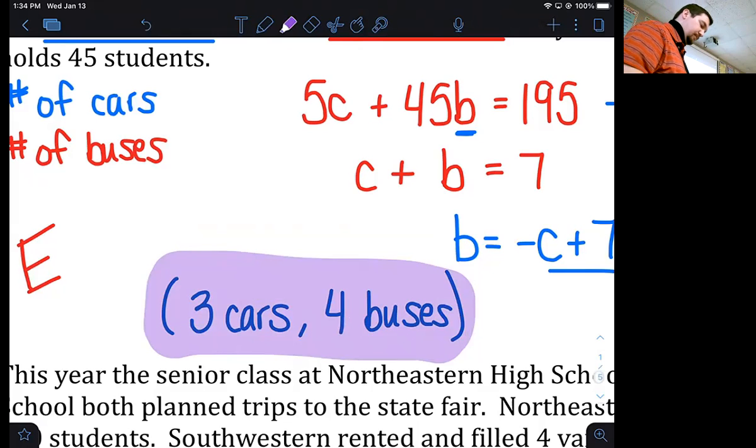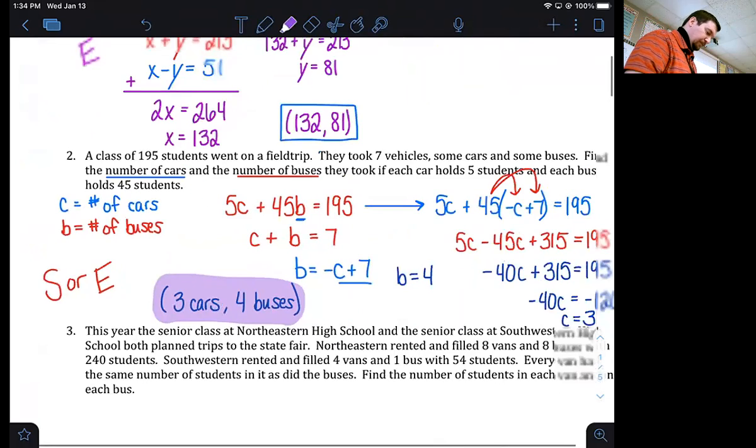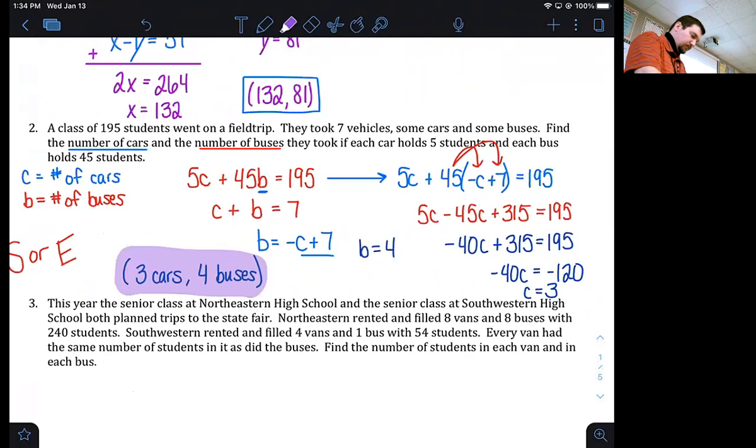Riley? I did the opposite way. So I found it on the buses with that equation. So I solved for the cars first and then put it into buses. And then put it back in cars. That's fine. Did you get 3 cars? Yes. Okay. You don't have to put them the way I wrote it. As long as you label your answer.